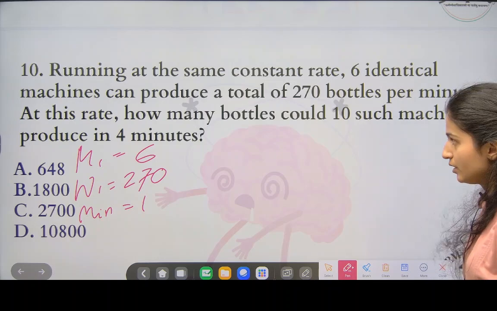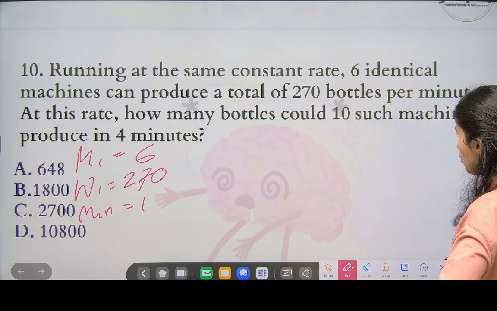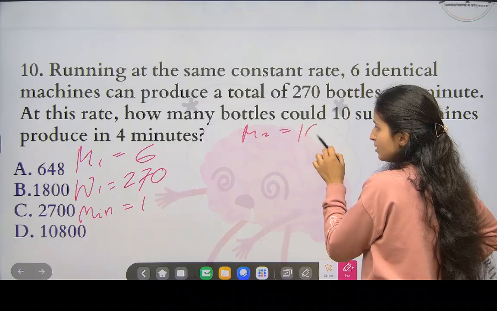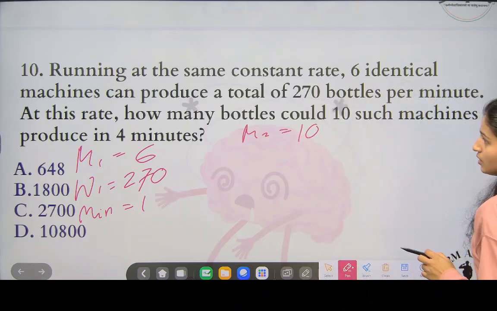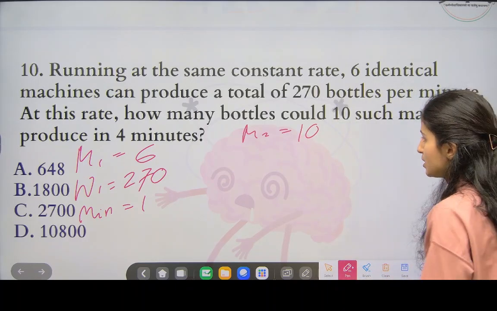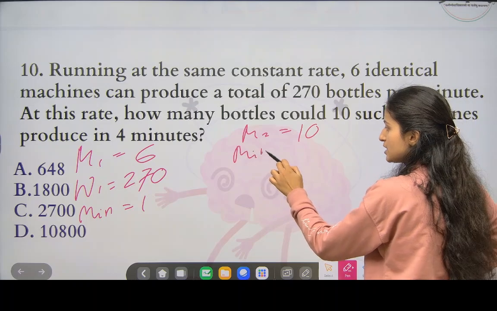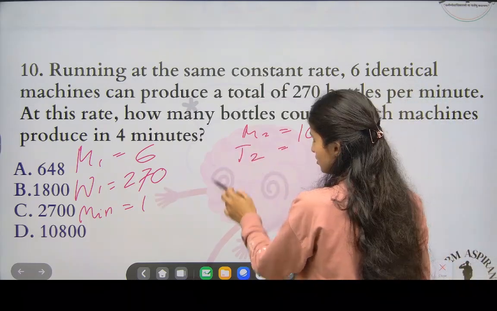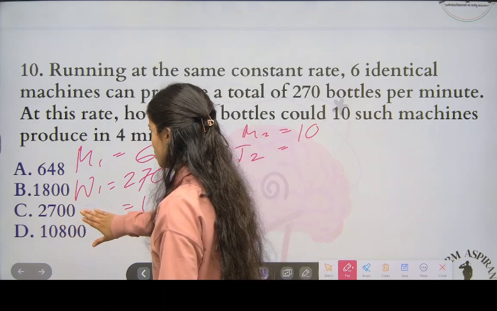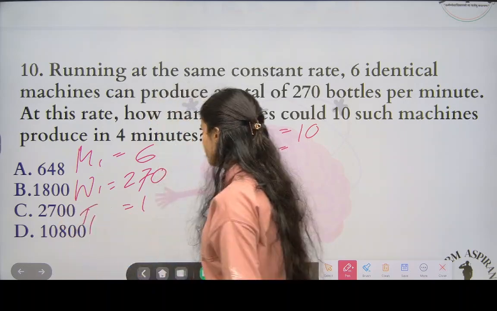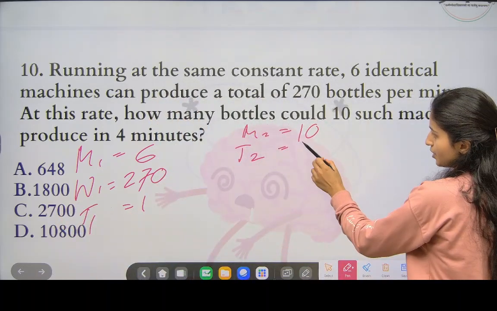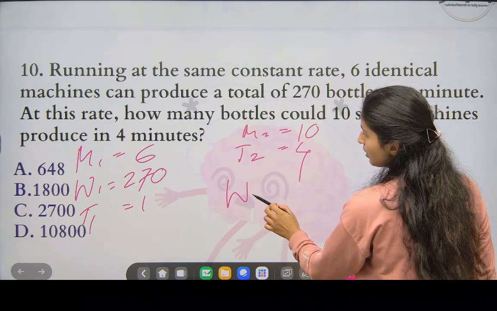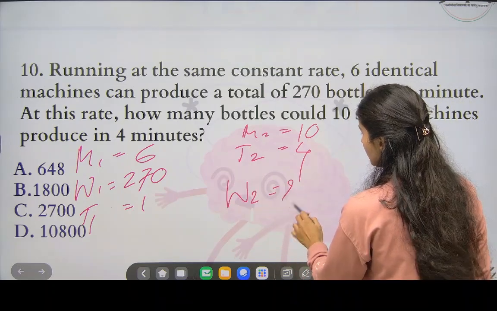At this rate, how many bottles could 10 such machines produce in 4 minutes? How many machines are there? 10 machines. What is the time given? For time I'll write T, so you don't get confused. Here I've written M1 and minute, so I'll write T1. No need of getting confused now. So I'll write here 4. What has to be found? Work. So I'll put a question mark.